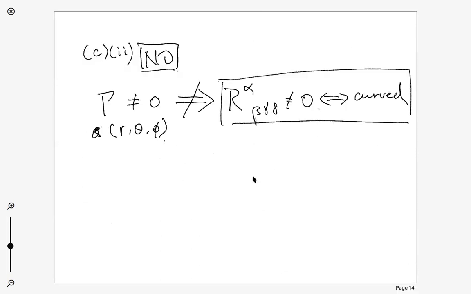Okay, so this is the first part of C2. What about the second part of C2? In the second part of C2, I'm asking, must the Christoffel symbols be all 0 in the curved space?